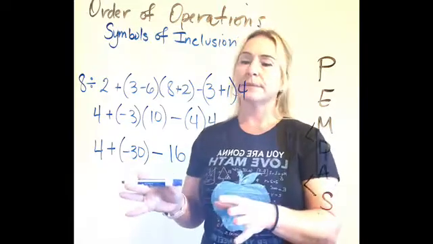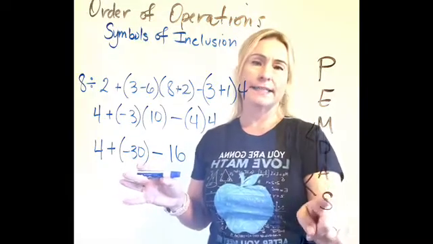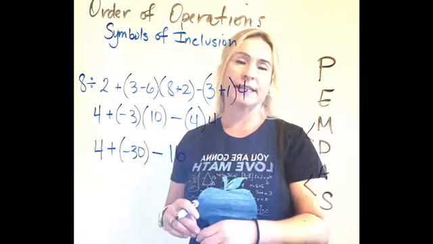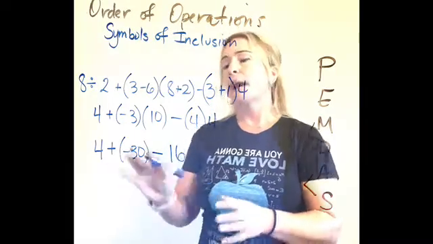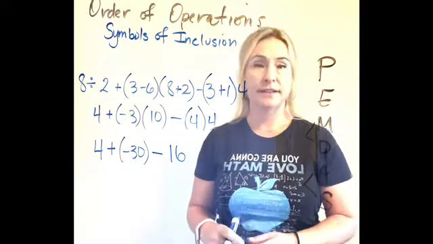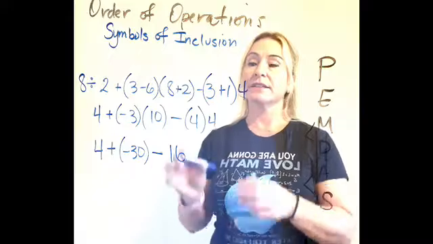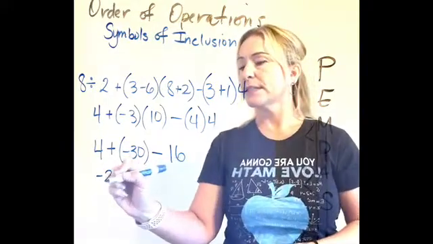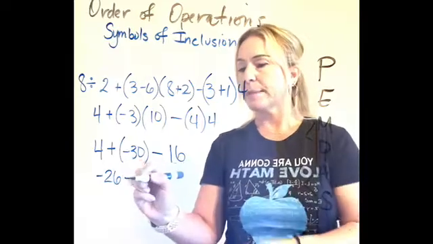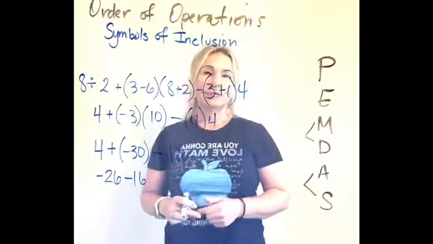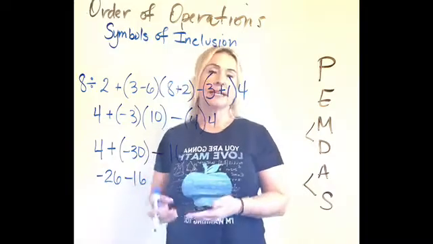So now I'm left with adding and subtracting. Remember, I want to go left to right when it comes down to adding and subtracting. So I'm going to do 4 plus a negative 30. 4 plus a negative 30 is the same thing as 4 minus 30. So that's negative 26, bringing down my minus 16. And then finally, I'm just going to subtract 16 from a negative 26.